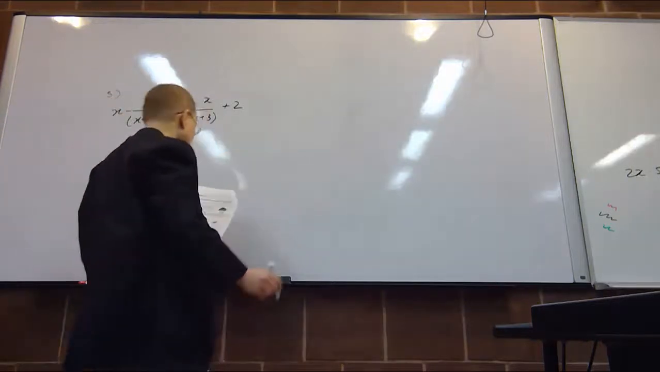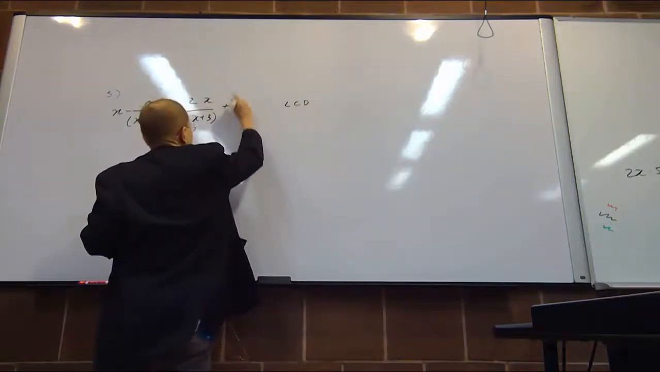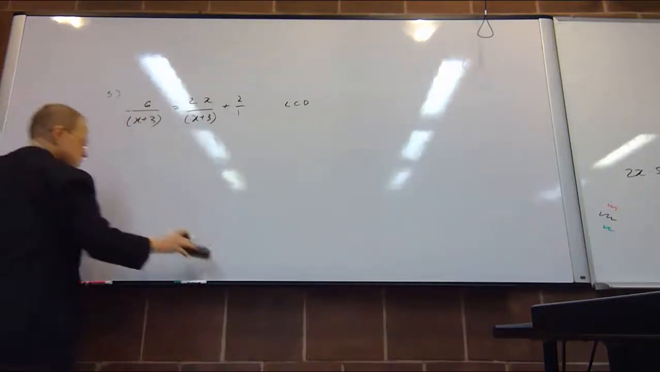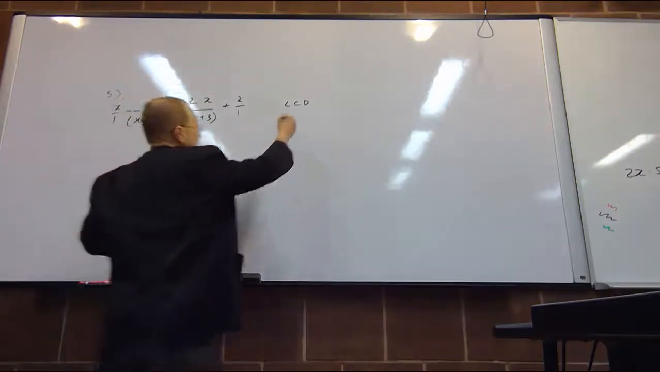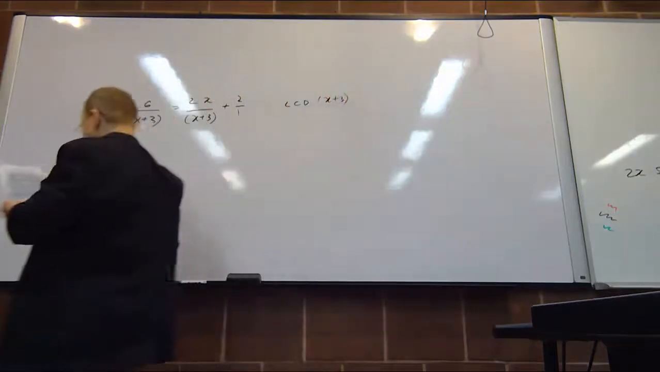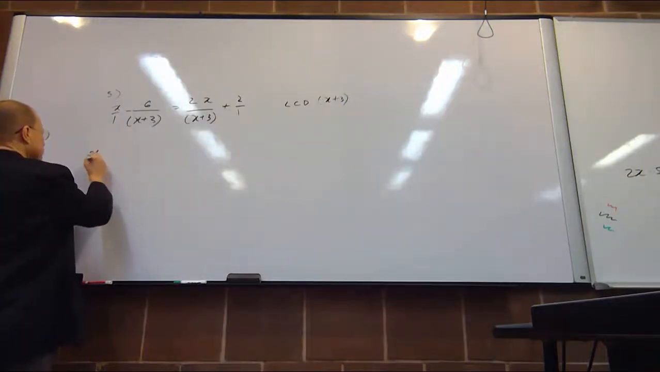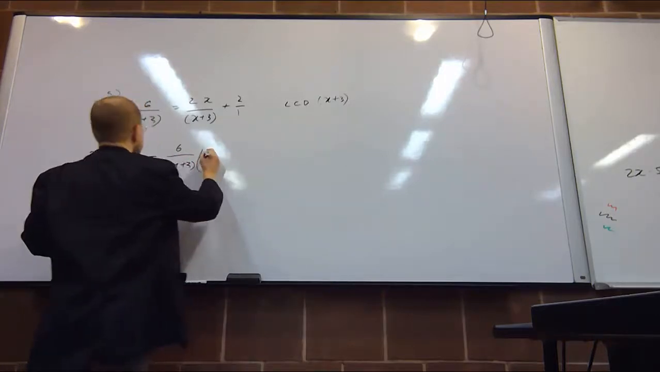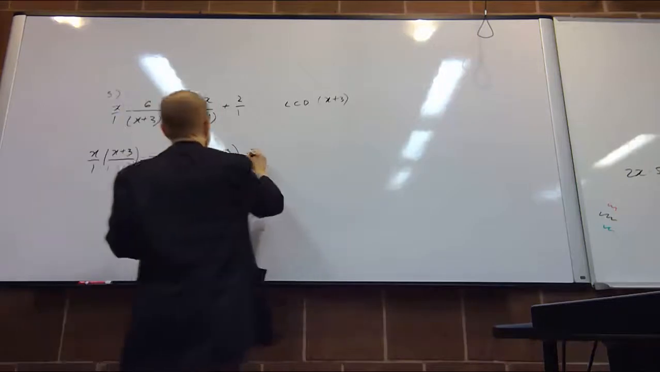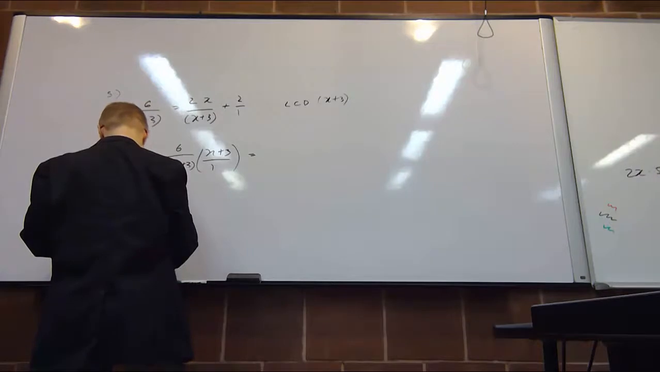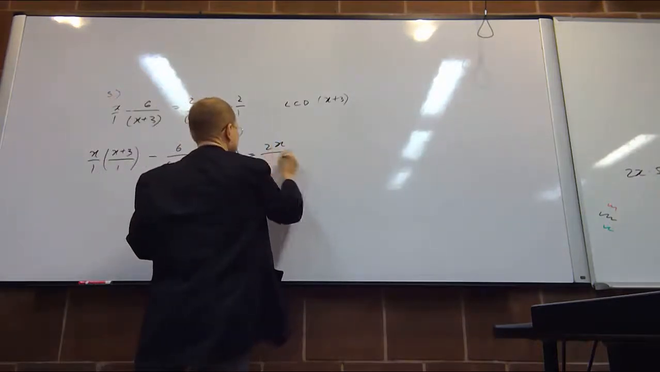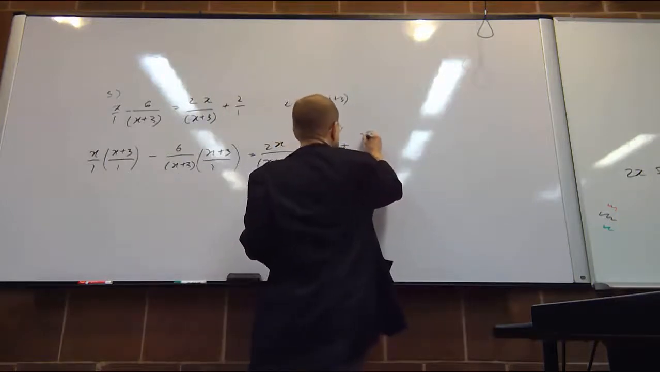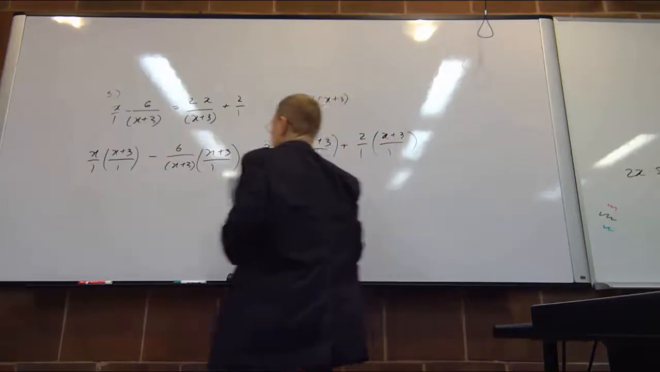And we find that the lowest common denominator in this, we find that our lowest common denominator is x plus 3. So now we're going to clear the fraction. So we have x over 1 minus 6 over x plus 3, x plus 3 over 1 is equal to 2x over x plus 3, x plus 3 over 1, and then plus 2 over 1, x plus 3 over 1.